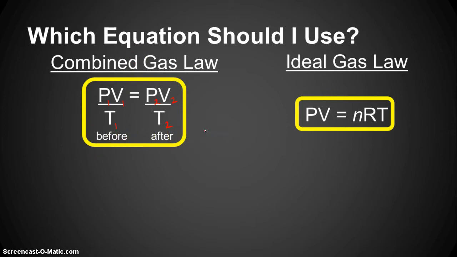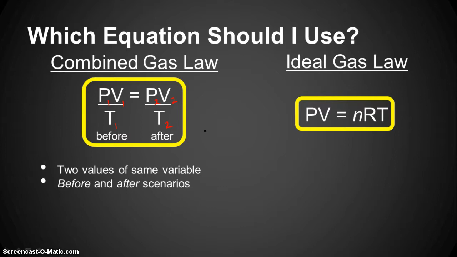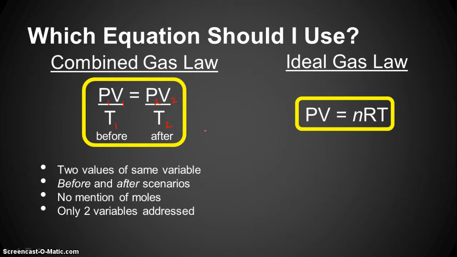All right, but one way to realize which equation you should use is if you do have two values of the same variable, you're obviously not using the ideal gas law. If as you read the problem you notice that there's a before situation and an after situation, then that would tell you to use the combined gas law. If there's no mention of moles, because remember the combined gas law does not address concentration at all, then you would be using this one. Or if there's only two variables addressed instead of all four, then you can be using the combined gas law.